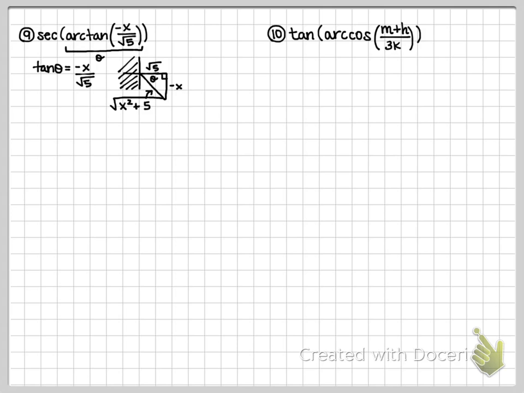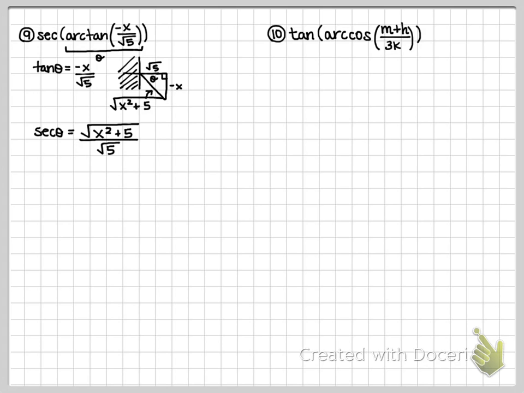All right, now I've got the picture, so I want to do secant of that picture. Well, secant is the reciprocal of cosine. Cosine's adjacent over hypotenuse. Let's do hypotenuse over adjacent. So hypotenuse over adjacent.